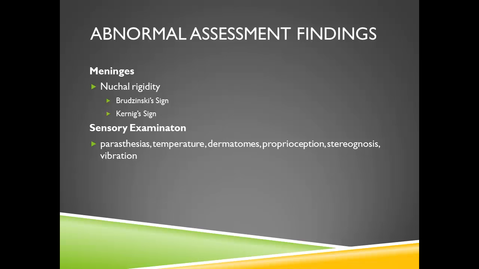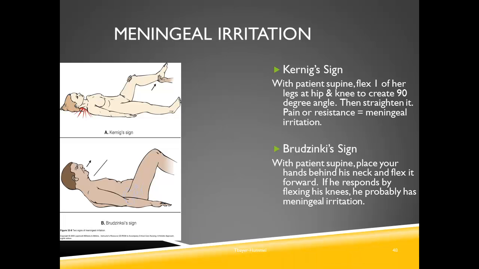Further abnormal assessment findings include nuchal rigidity, Brudzinski's sign, and Kernig's sign. Sensory examination might show paresthesias, temperature changes, dermatome changes, proprioception changes, stereognosis, and vibration changes. Further assessment of meningeal irritation would include testing for Kernig's sign and Brudzinski's sign. Meningeal irritation is an abnormal neurological finding.